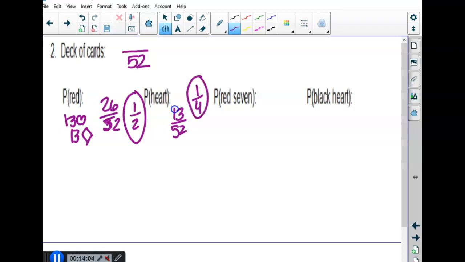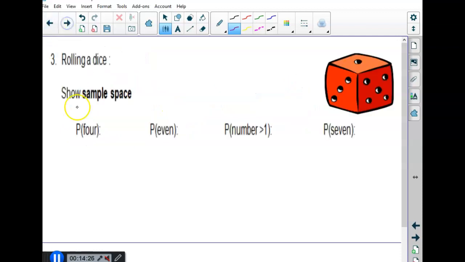All right, this is where you have to know a little bit more. What about red 7s? There would be 2, right? 1 heart and 1 diamond. Everybody okay? So 2 out of 52 would reduce to 1/26. There we go. Were there any hearts that were black other than Hofbauer's? No. Hofbauer doesn't have a black heart. All right. So it is possible to have a probability anywhere between 0 and 1, 100% of the time, okay?